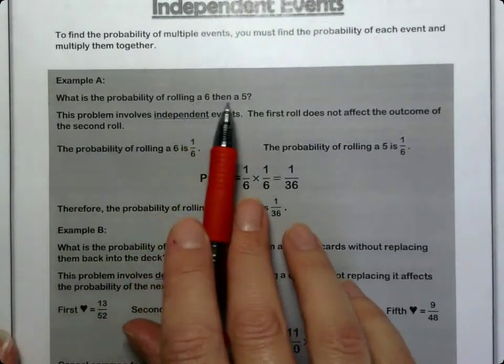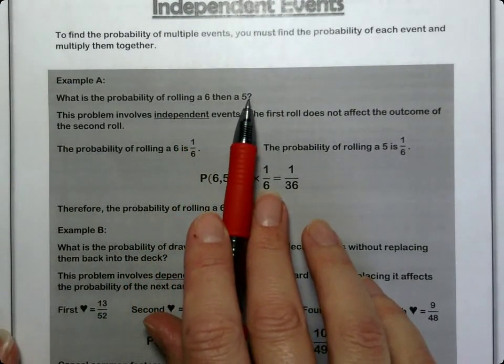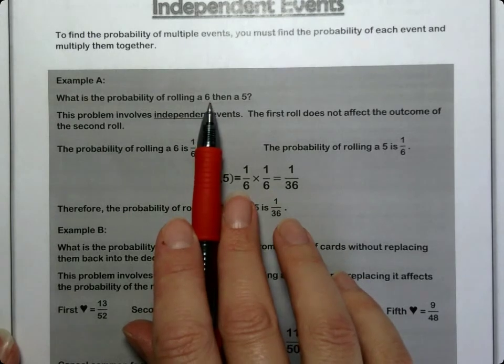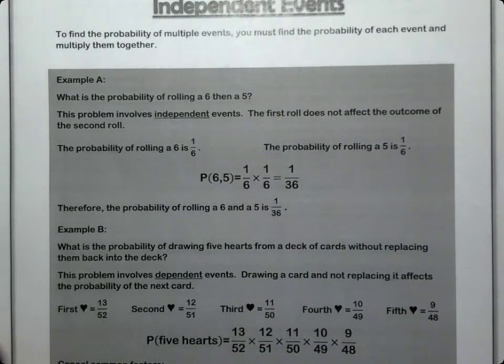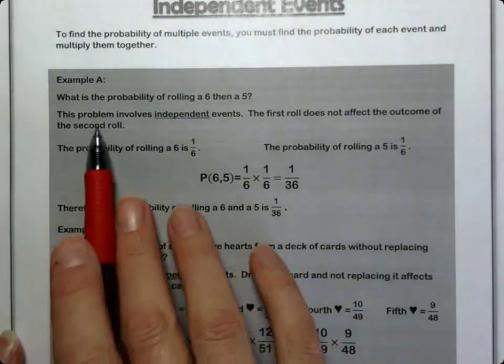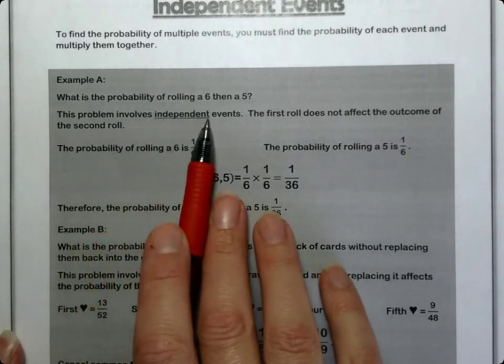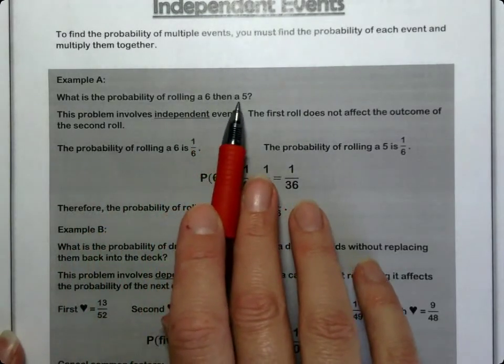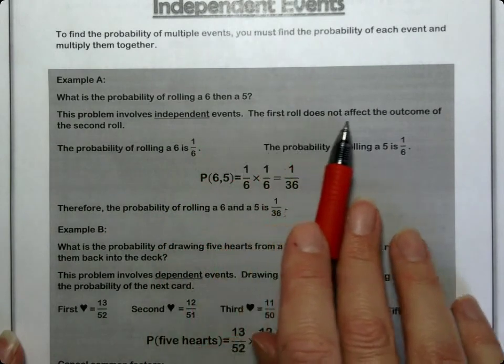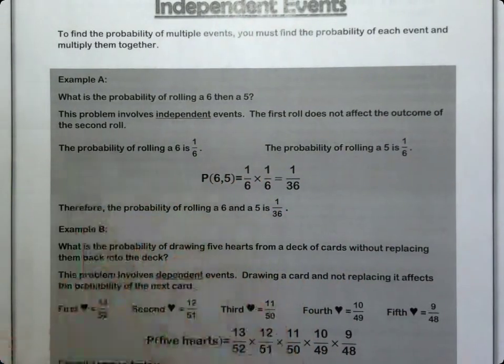Now, does the probability of the second roll change because of what I rolled the first time? When I roll a die, there's 6 sides on it, right? And when I roll it again, are there still 6 sides that I can get? Yes. So the probability involves independent events. One event does not change the other event. The first roll does not affect the second roll's outcome.